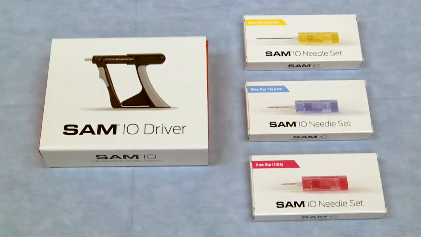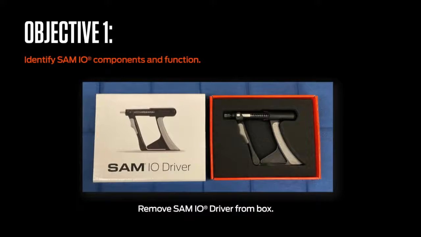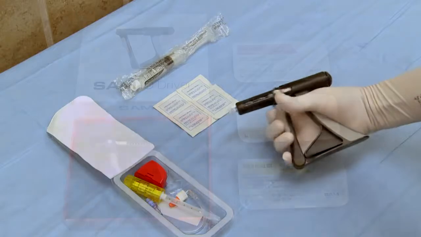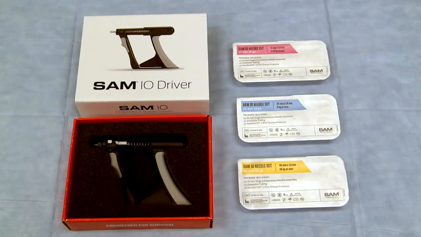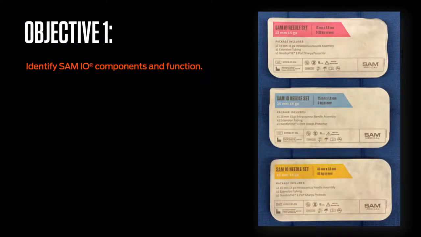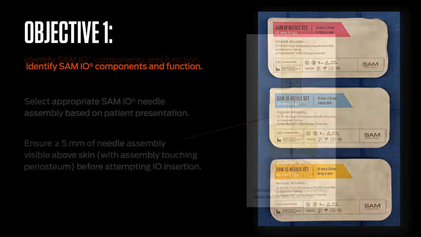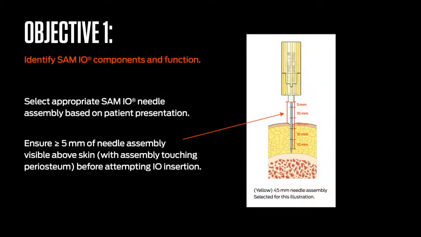The SAM-IO driver, which is reusable, can initially be found in its supplied packaging. Remove the driver from its packaging and repeatedly compress the driver's assembly to appreciate its unique function. SAM-IO needle assemblies are provided sterile in color-coded, size-specific, labeled packaging. Standard sizes include a pink 15mm 15-gauge needle assembly, a blue 25mm length 15-gauge needle assembly, and a yellow 45mm length 15-gauge needle assembly.